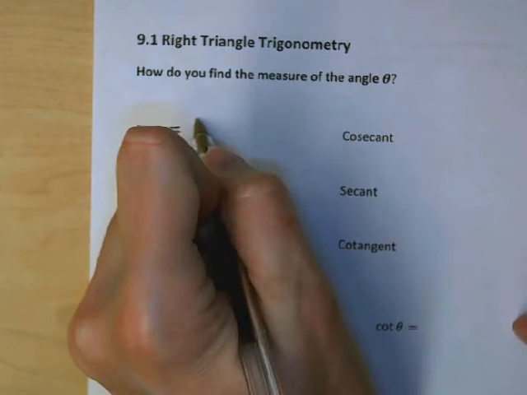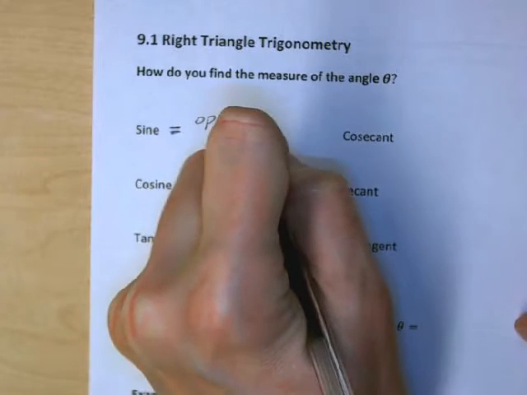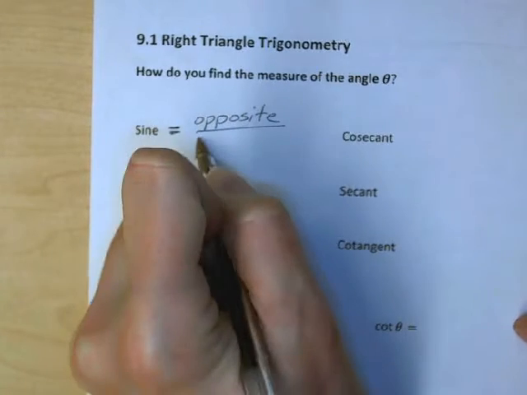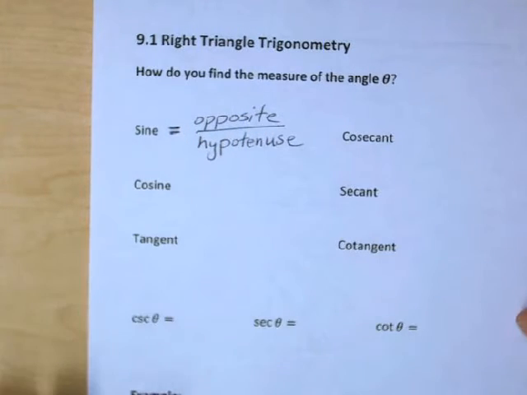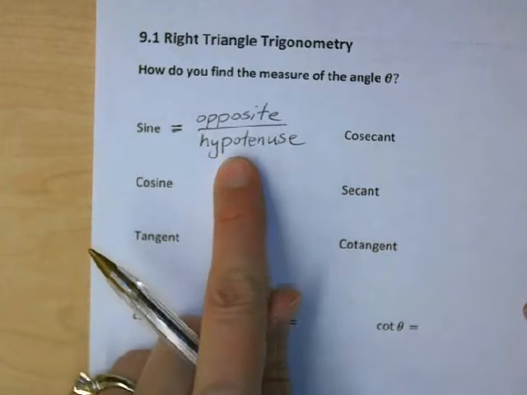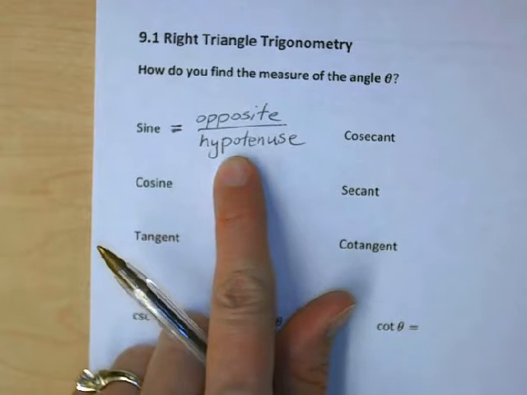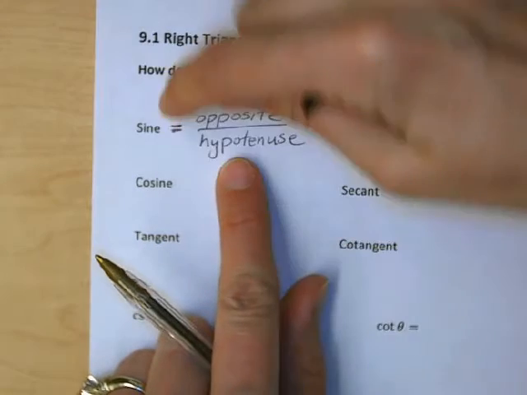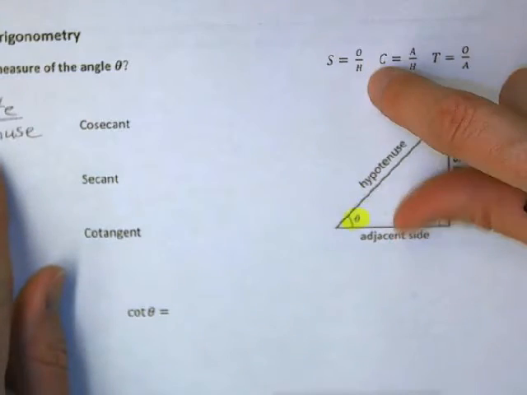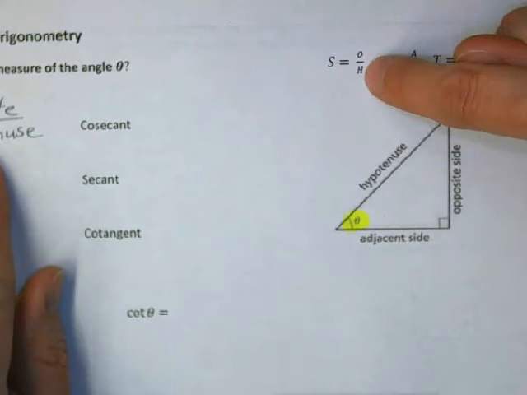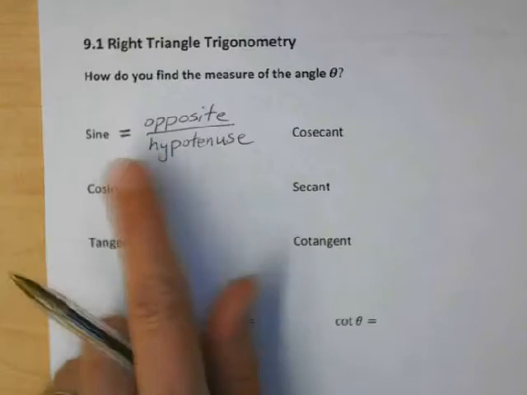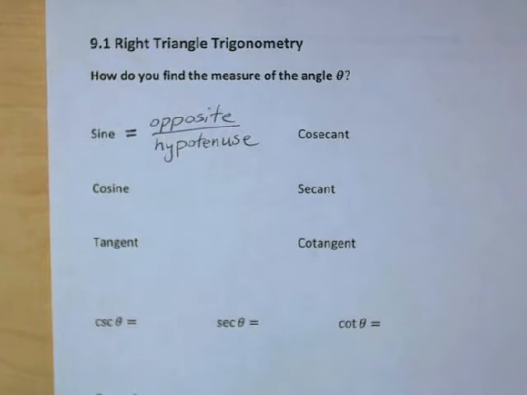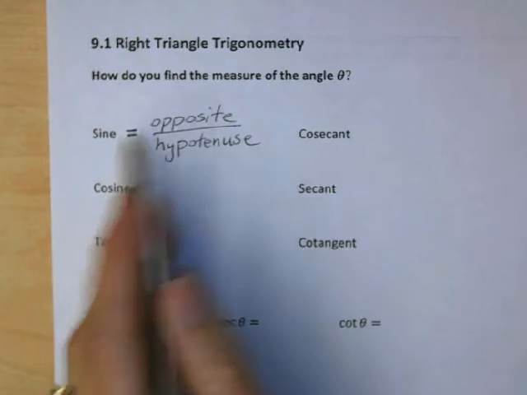Sine equals opposite over hypotenuse. The hypotenuse is the longest side of the right triangle. I think a lot of you know that already. It's across from the right angle. So again, where I have this SOHCAHTOA, S-O-H, sine is opposite over hypotenuse.